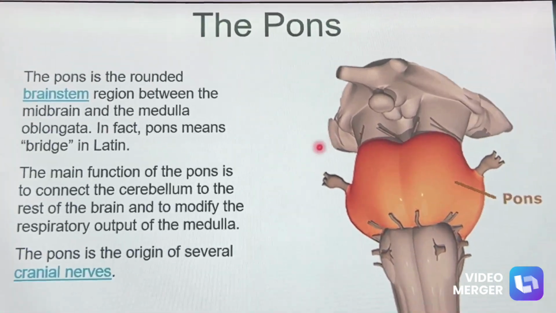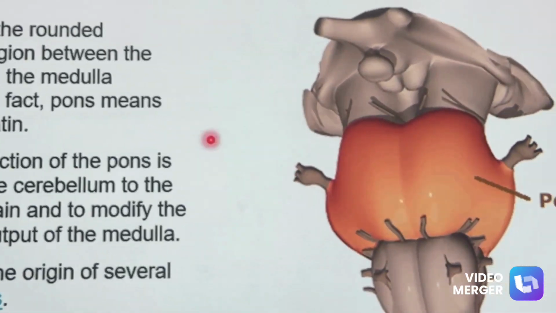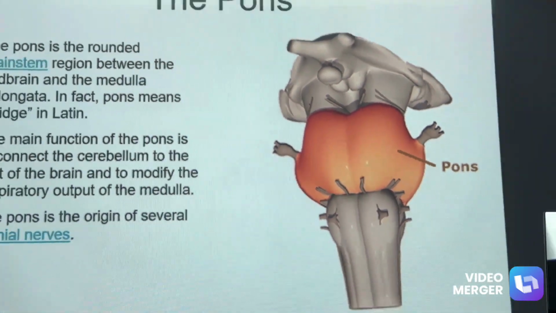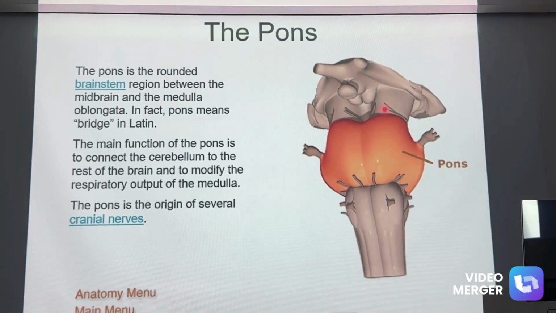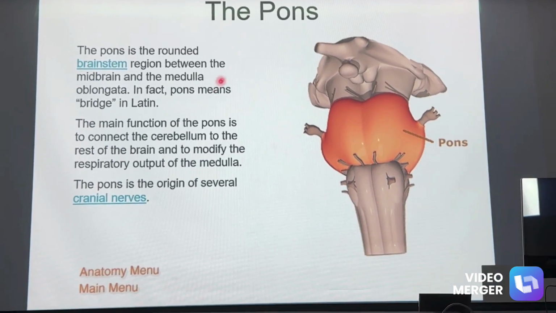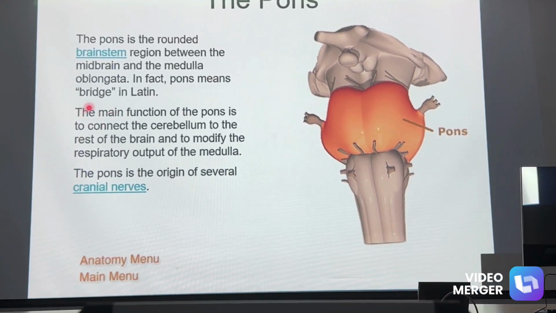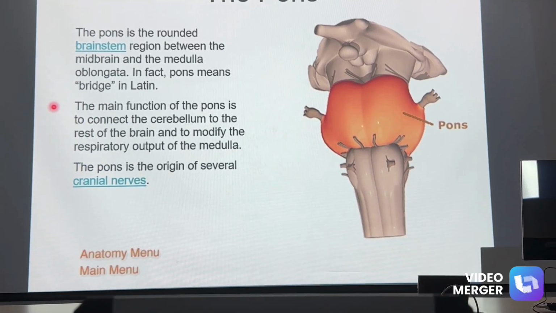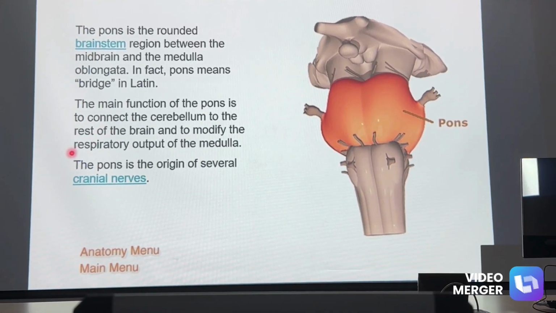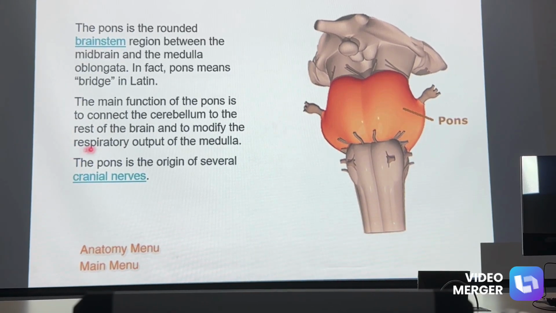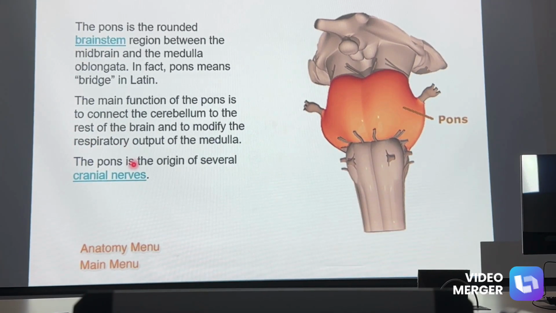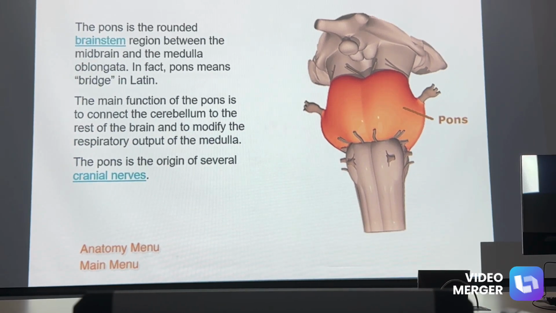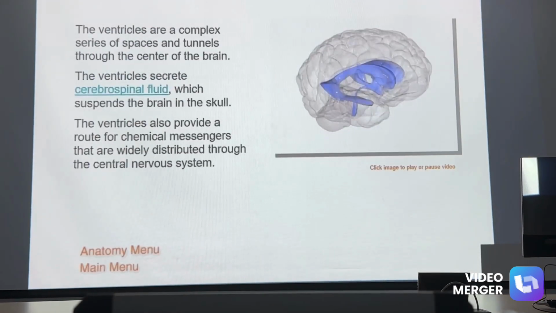This is the pons. The pons is rounded in structure between the midbrain and medulla oblongata. It represents the meaning of bridge in Latin. The main function of the pons is to connect the cerebellum to the rest of the brain and to modify respiratory output of the medulla. Also, the pons shares in the origin of several cranial nerves, as we see later.